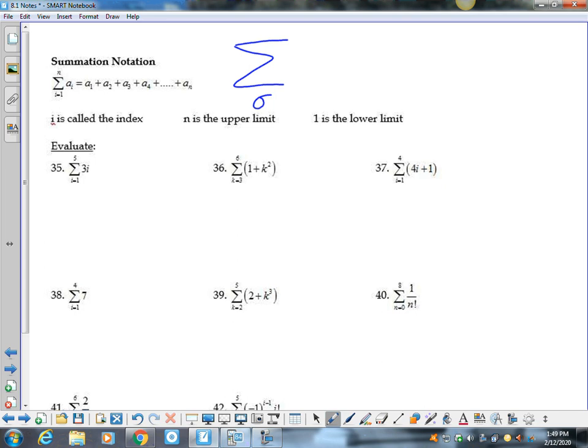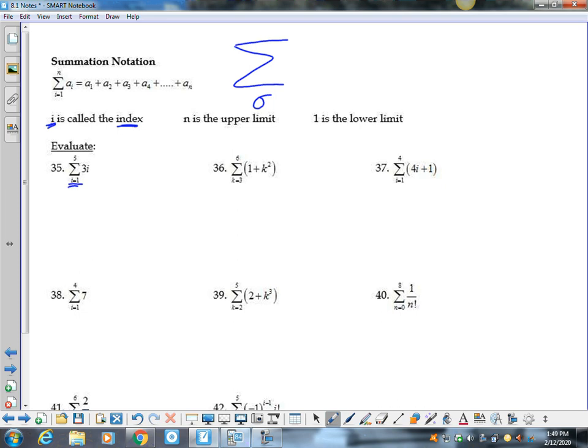So as you can see from the examples on this page, I give you a sigma and it's got some information at the bottom and at the top and out to the side. The bottom tells you where to start. It's called the index. It tells you where to start. The top tells you where to stop. And what's beside the sigma tells you what to do to it. And then the sigma part of it tells you to add as you go. So let's see what this looks like.